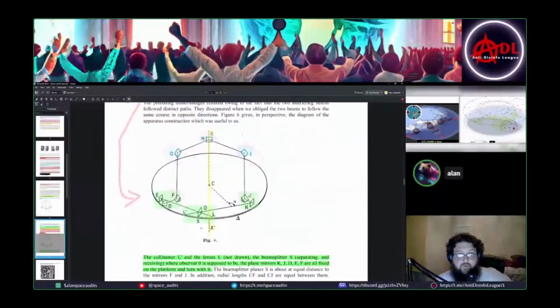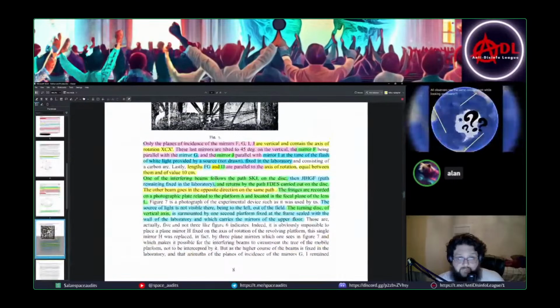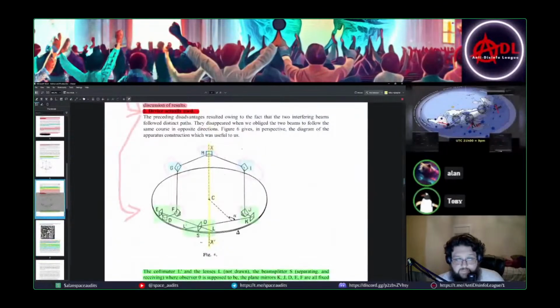So here's the overall topographical view of what it looks like, and I kind of color coded the mirrors and stuff like that, so you can kind of see what's going on.